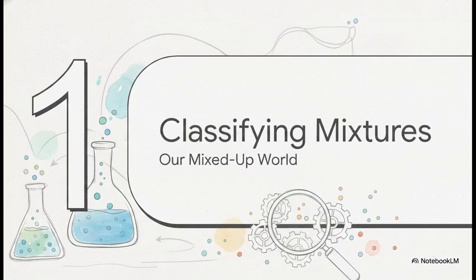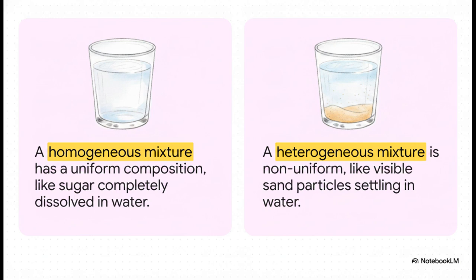So, part 1. Classifying our mixed-up world. Before we can separate anything, we have to know what we're dealing with, right? It basically boils down to two main categories. First up, we've got homogeneous mixtures, or solutions, which have a totally uniform composition. Think of sugar, completely dissolved in a glass of water. The sugar just hides perfectly within the liquid, like magic.